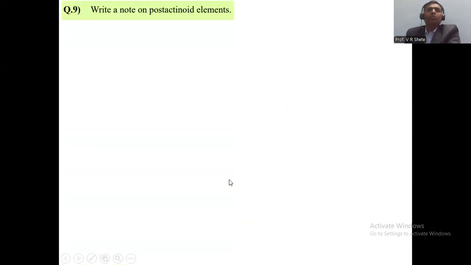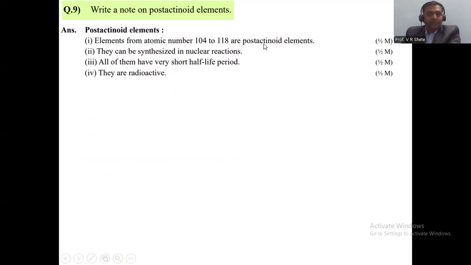Next, write a note on post-lanthanide elements. Question number 9 is from the d and f block elements, that is transition and inner transition elements. The elements having atomic number 104 to 118 are post-lanthanide elements. They can be synthesized by nuclear reactions, and all these elements have a very short life period. They are also radioactive in nature. So these are the points we can highlight for post-lanthanide elements.